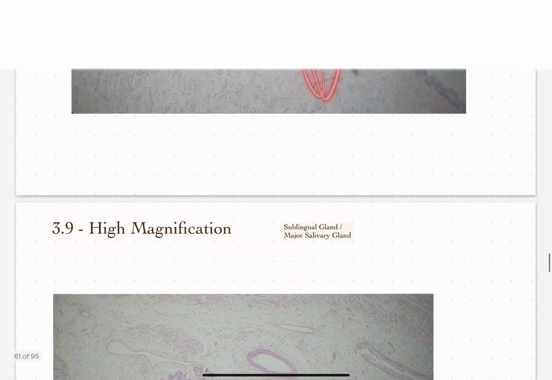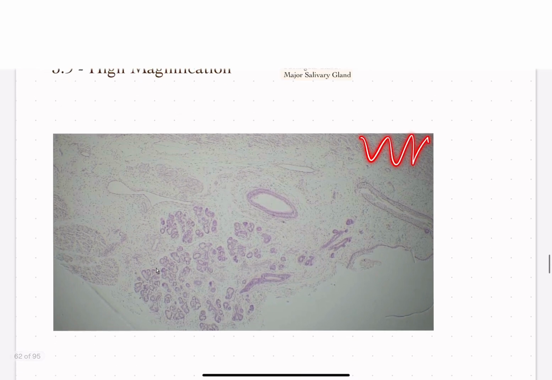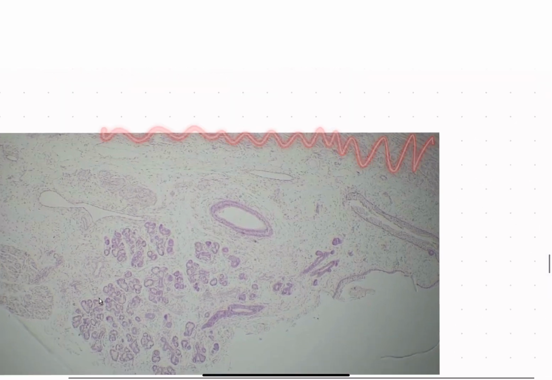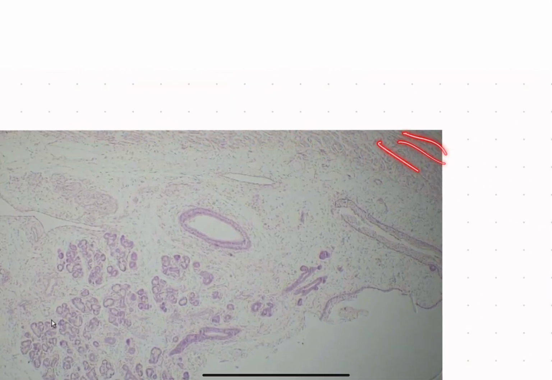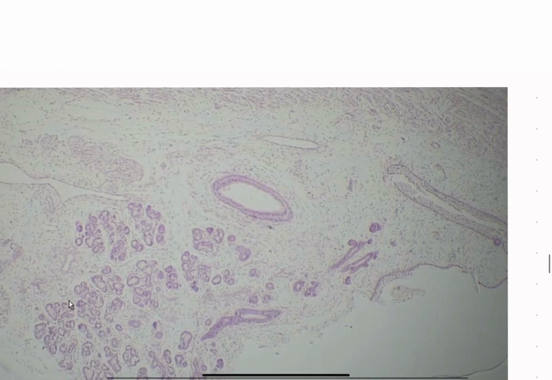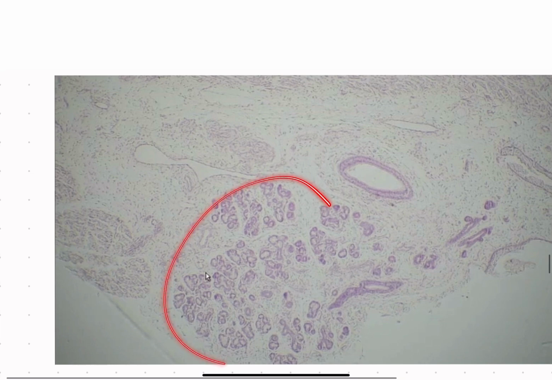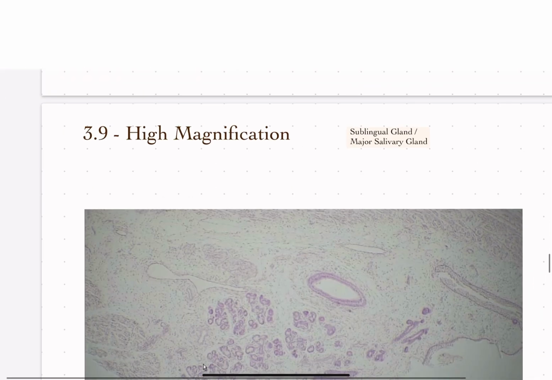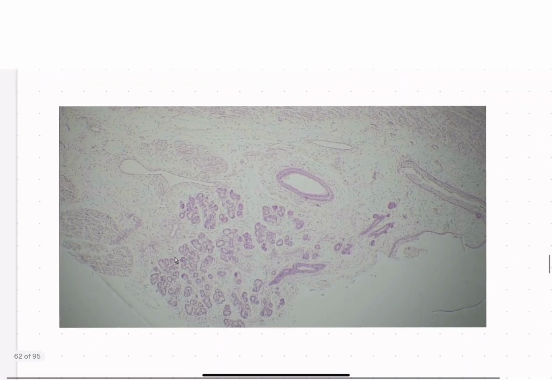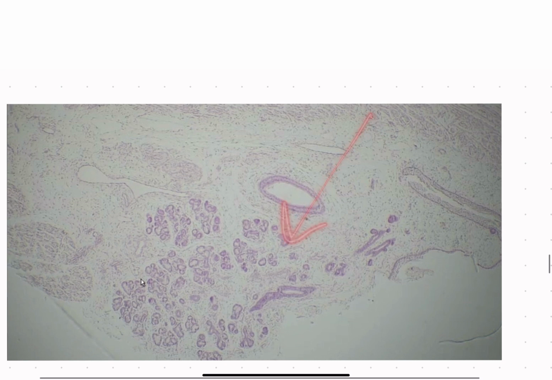And then going further down, we see that. So this is the bottom side of the tongue. We can still see those striated muscle fibers, skeletal muscle fibers, and we can see the oral epithelium here and also over here. Here we have that interlobular duct of the major salivary gland, or specifically the sublingual gland, which makes sense. It's directly underneath the tongue, so it has to be the sublingual gland.